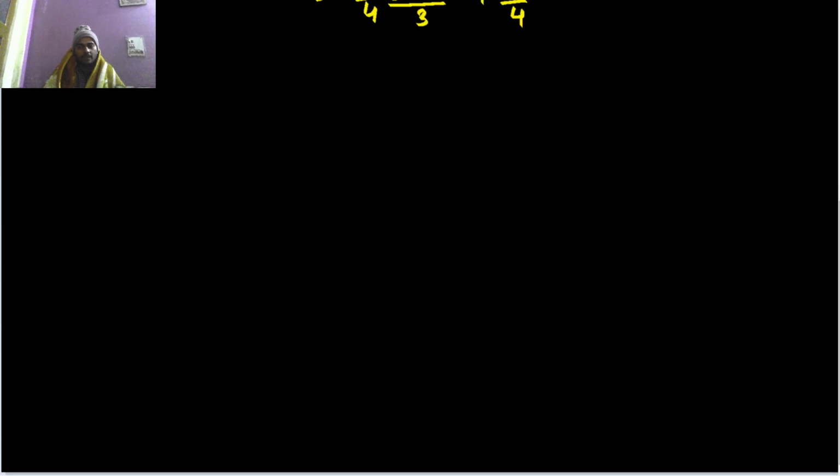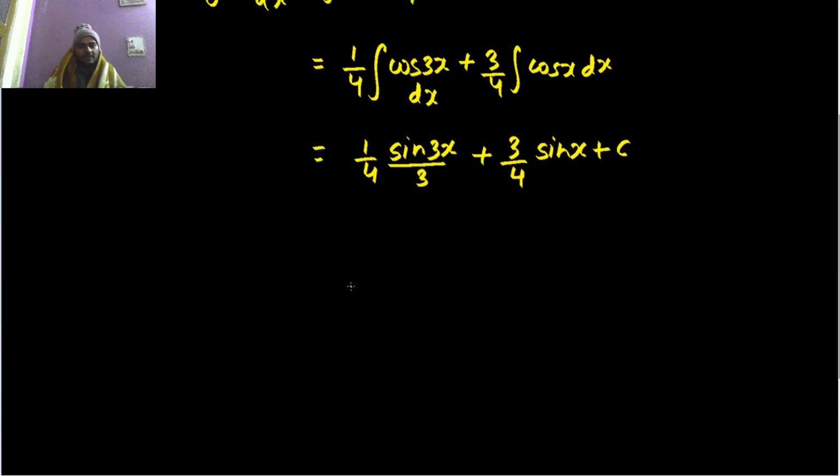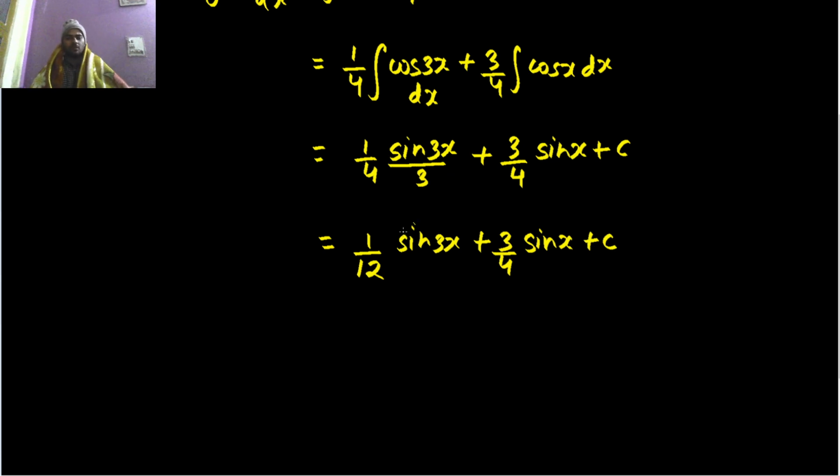So if you want to write the simplified version, you can go ahead and write 1 by 12 sine 3x plus 3 by 4 sine x plus a constant c as your final answer. You would have gone for substitution as well. This is also substitution, just a shortcut for that.